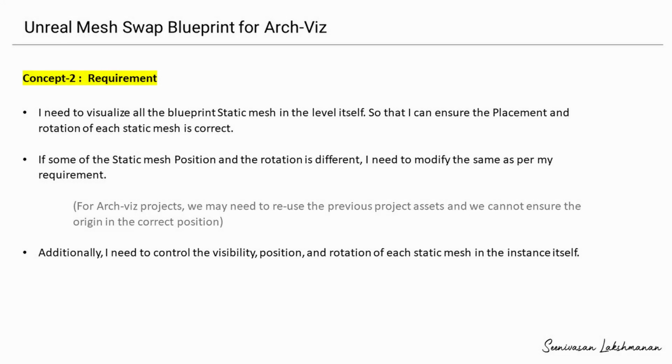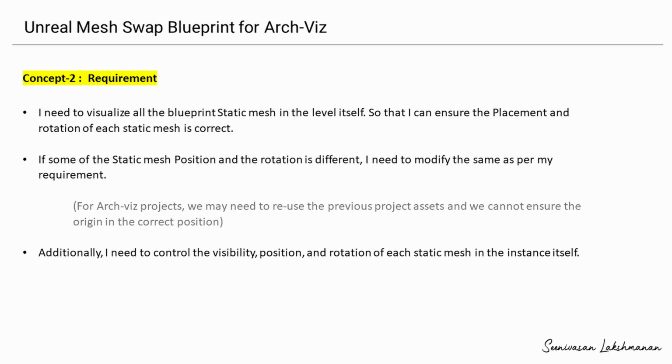Number 1. I need to visualize all the blueprint static meshes in the level itself, so that I can ensure the placement and the rotation of each static mesh is correct or not. Number 2. If some of the static mesh position and the rotation is different, I need to modify the same as per my new requirement. Usually in Arch-Viz projects, we may need to reuse the previous project assets, and we cannot ensure the origin is in the correct position or not.